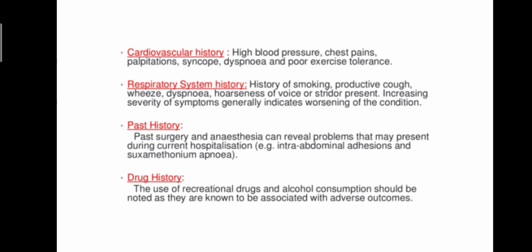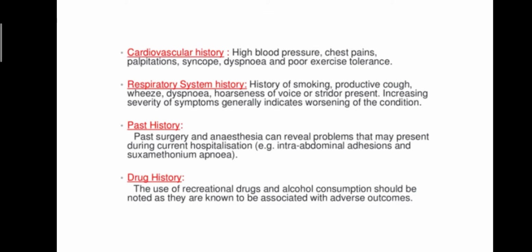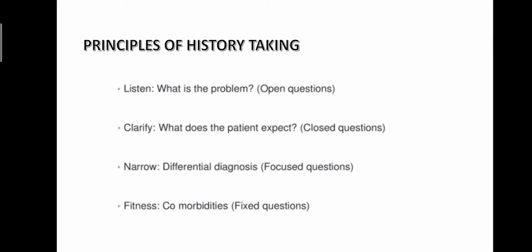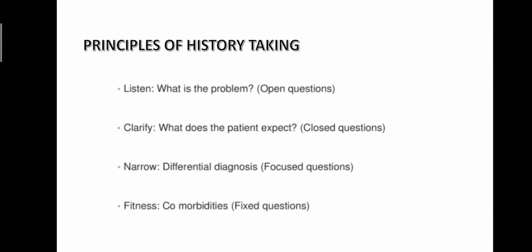In past history, past surgery and anesthesia can reveal problems that may present during current hospitalization, such as intra-abdominal adhesions and succinylcholine apnea. Drug history: the use of recreational drugs and alcohol consumption should be noted as they are known to be associated with adverse outcomes. So, principles of history taking. Listen. What is the problem? Clarify. What does the patient expect? Narrow differential diagnosis, fitness, comorbidities.